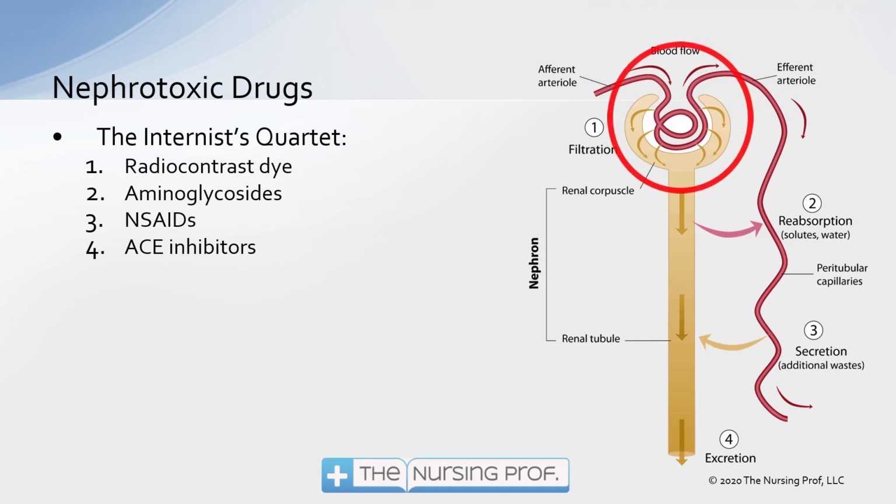We want to stop the medication, and we want to try to restore normal function if we can. Because there are so many different types of medications that can cause intrinsic type nephrotoxicity, we're going to focus on the internist's quartet. The internist's quartet includes radiocontrast dye, aminoglycosides, NSAIDs, and ACE inhibitors. Those are the big four that we're going to be concerned about as potentially causing intrinsic nephrotoxicity. This is especially important if your patient also has one of the other risk factors, for example, maybe decreased blood flow to the kidney.